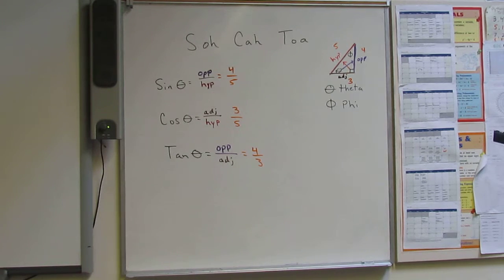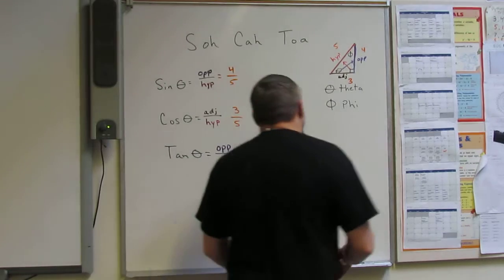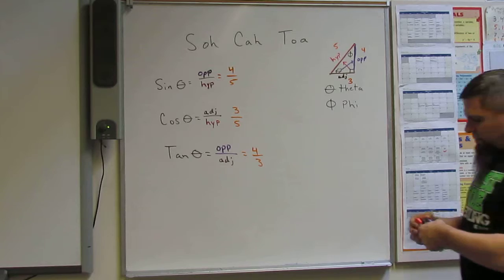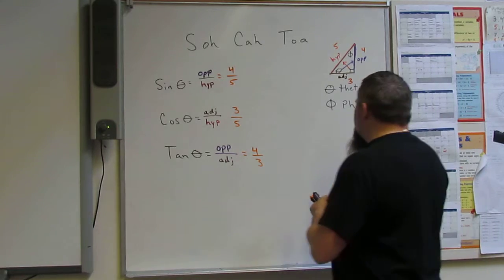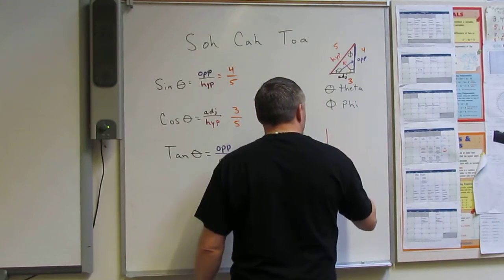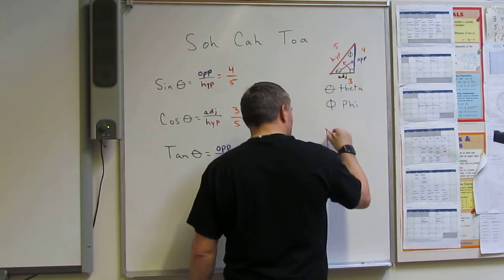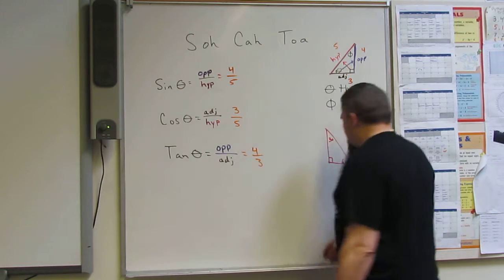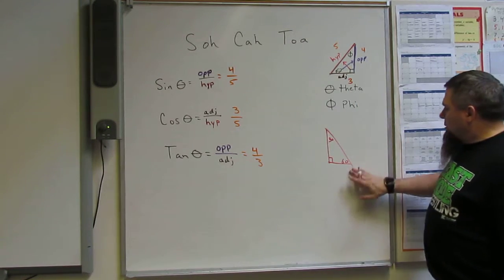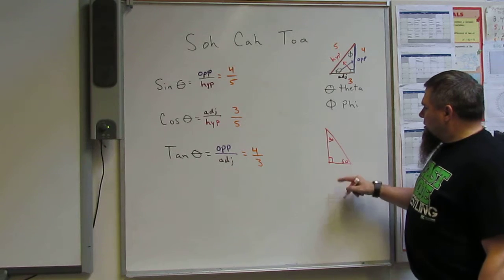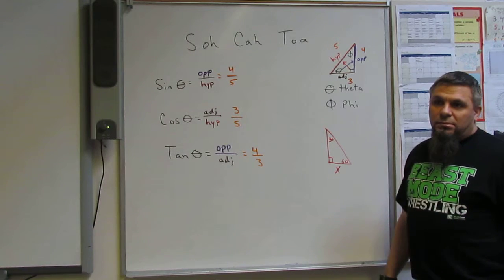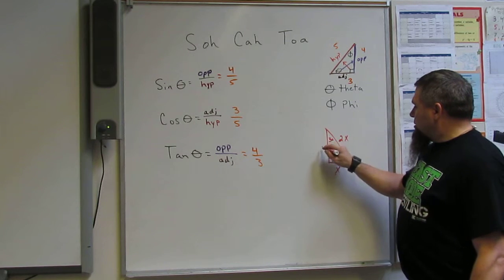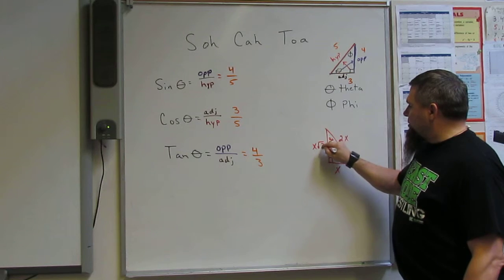Now, remember your 30, 60, 90 triangles. This would be 30, 60, and 90. We have x, 2x, and x square root 3.